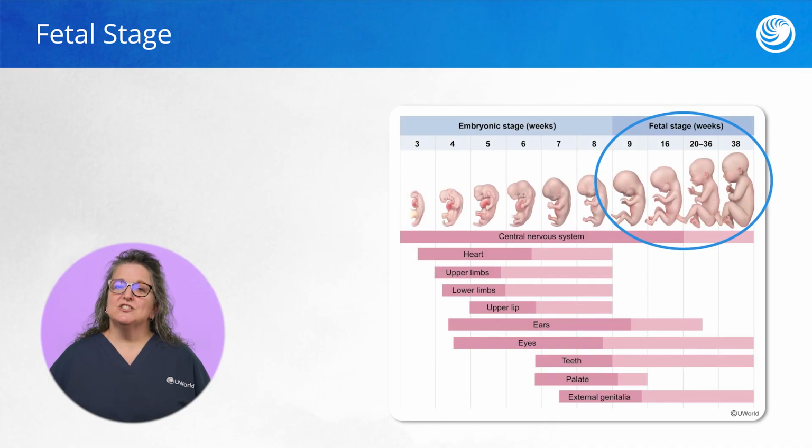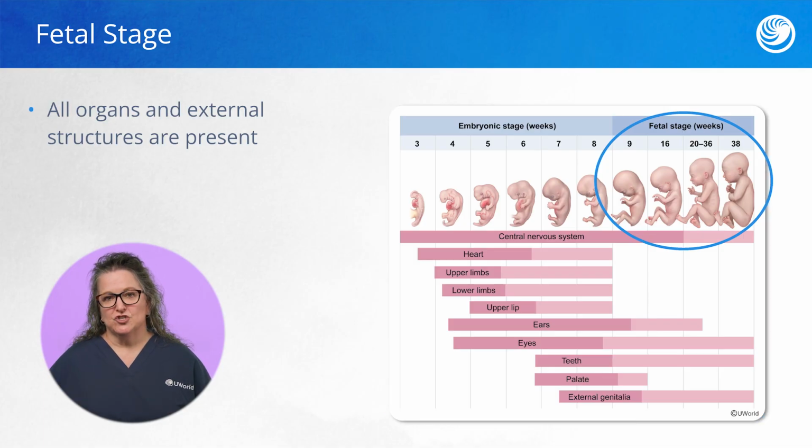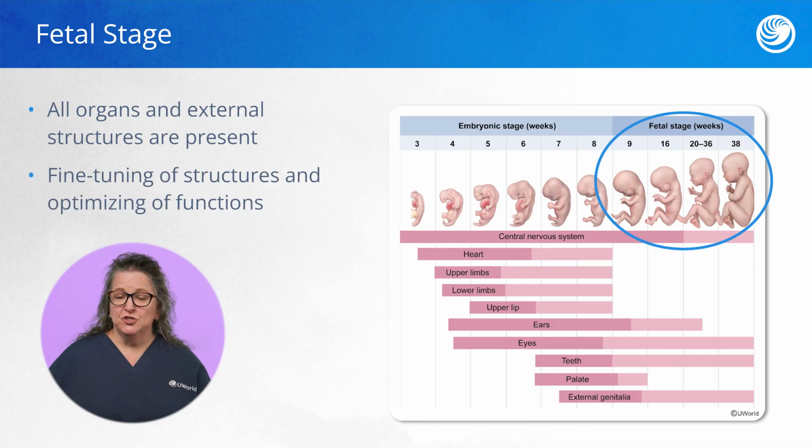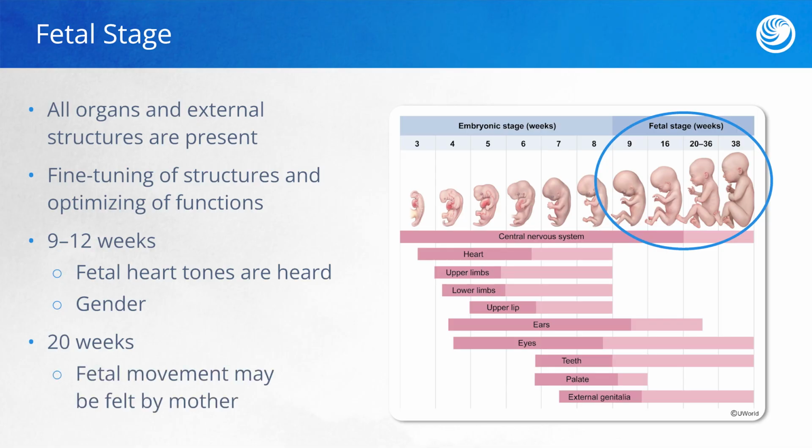The fetal stage starts at the end of week 8 and continues until birth, which you can see in the image. All of the organs and external structures that are in a full-term newborn have developed. And this stage is for the fine-tuning of those structures and optimizing their functions. Between 9 to 12 weeks, fetal heart tones are heard with a heartbeat of about 110 to 160 beats per minute. Gender can be determined by blood test after 9 weeks, and at about 12 weeks, an ultrasound may be utilized for this. At 20 weeks, the fetus is active and fetal movement may be felt by the mother.